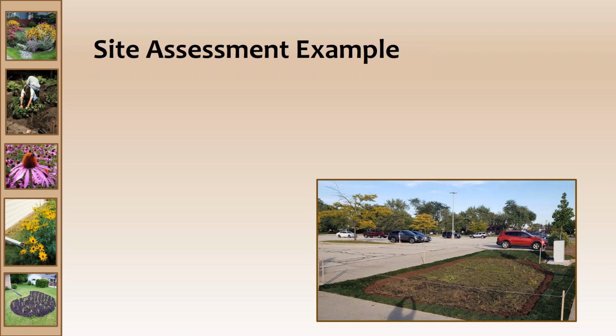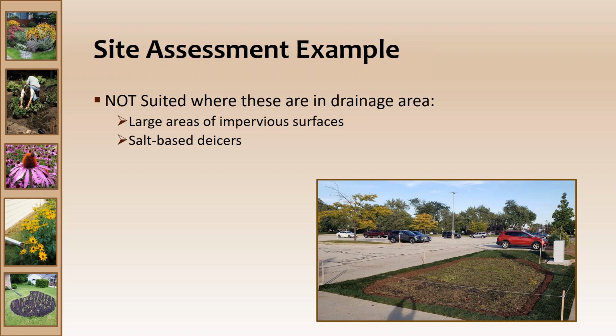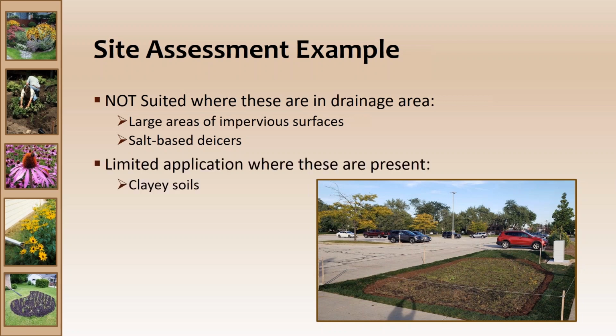I just wanted to apply that once and show you an example of using the site assessment criteria. You remember the one where it talked about not applicable where large areas of impervious surfaces or salt-based deicers, and limiting clay soils. In this example, the rain garden was really well done. They put prairie sod in the bottom and bordered it with a mulch and then sodded around it.